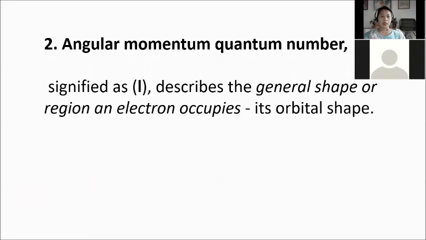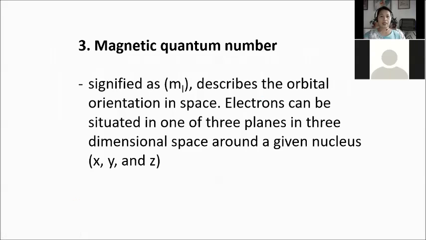Next is the angular momentum quantum number, signified as l. It describes the general shape of a region an electron occupies, its orbital shape. Next is the magnetic quantum number, signified as m sub l. It describes the orbital orientation in space. Electrons can be situated in one of 3 planes in 3-dimensional space around a given nucleus.